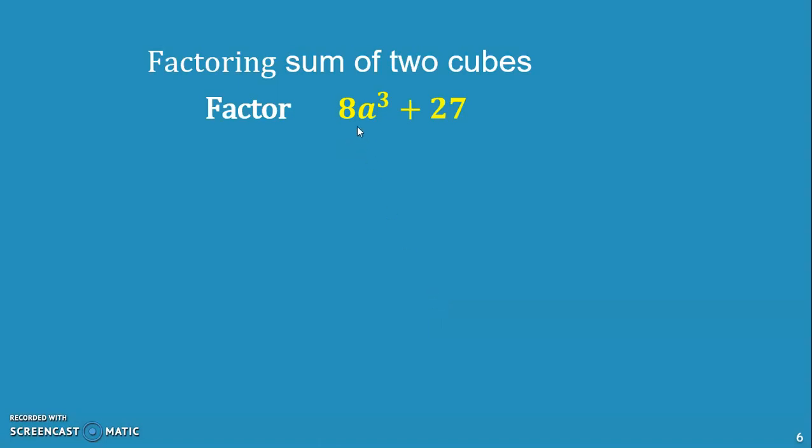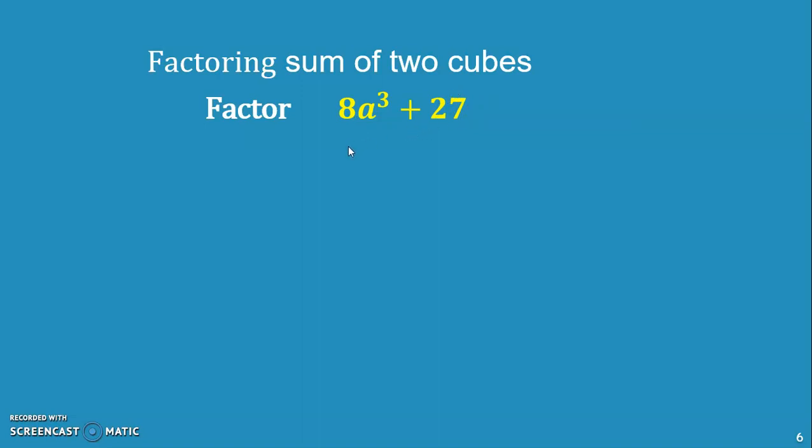Okay, factor 8a cubed plus 27. First, we'll identify kung perfect cube ba ang first term and second term. So, first term, 8a cubed. Perfect cube? Yes, it's a perfect cube. Perfect cube ang 8a. Then, how about 27? Yes, it's a perfect cube also.